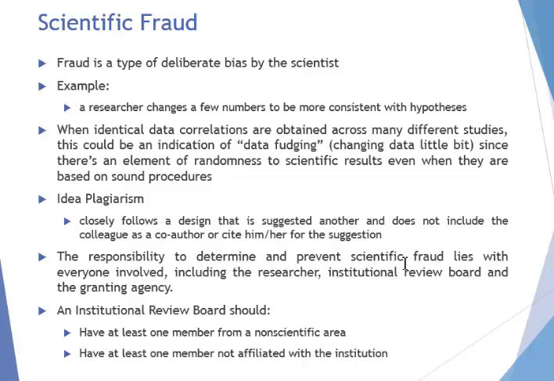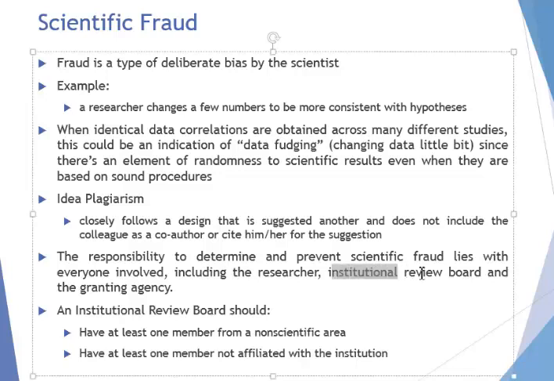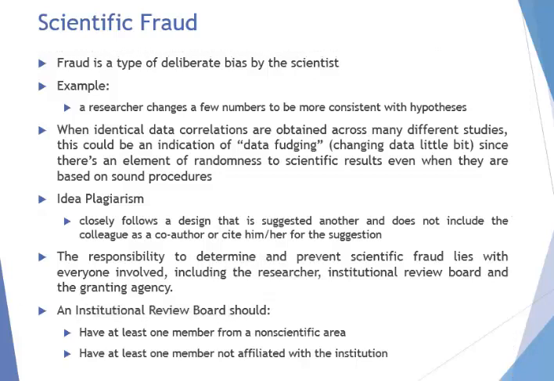The responsibility to determine and prevent scientific fraud lies with everyone involved, including the researcher, the institutional review board we discussed before, and the granting agency. An institutional review board, which is usually established by a college overseeing research, should have at least one member from a non-scientific area, somebody who can look at the business aspect or other academic aspects, and at least one member who's not affiliated with the institution in order to bring a perspective that's maybe less biased and less interested than the other members on the board.